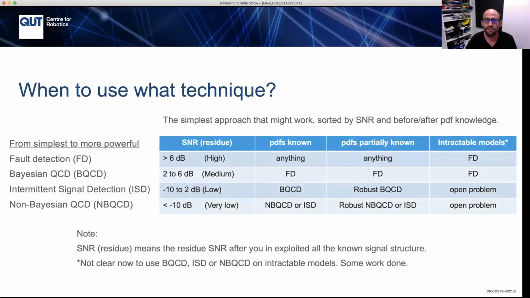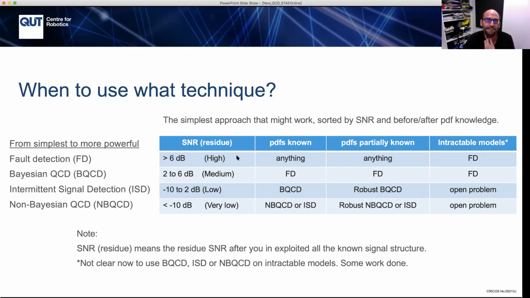Okay, what technique would you use in different circumstances? I tried to describe this in this table, where the rows are changing SNR, signal-to-noise ratio, and the columns are more or less information that you know about the before and after change models, which I've just denoted here as PDFs. Then I've repeated the possible techniques here on the left: fault detection, Bayesian quickest change detection, our ISD, and non-Bayesian quickest change detection. This part of the table is the easiest, and this part of the table is the hardest.